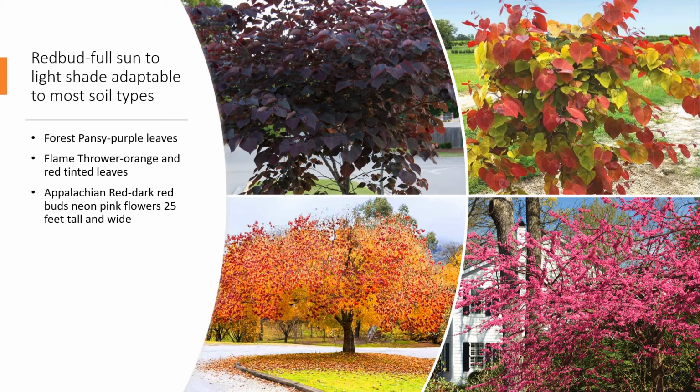That's a selection called Appalachian Red, which has darker red buds and still has the neon pink flowers, but it is a lot darker than our straight cultivars usually are as far as blooms go. It grows, and all these are good, about 25 feet tall and wide if they're in the right location and given the room and everything that they need to grow.